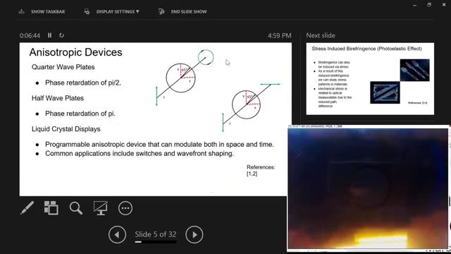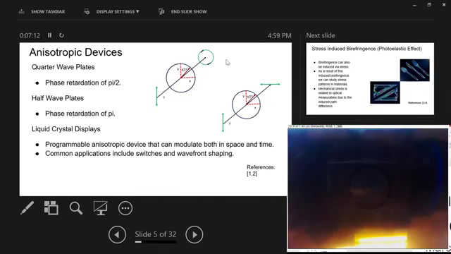Moving on. So some common anisotropic devices include quarter wave plates and half wave plates, which will change the polarization state of light that propagates through it. Here I have two linear state polarizations, and in the quarter wave plate example, light that propagates through it will become circular polarized, whereas in a half wave plate scenario, the linear polarized light is just shifted by 180 degrees.